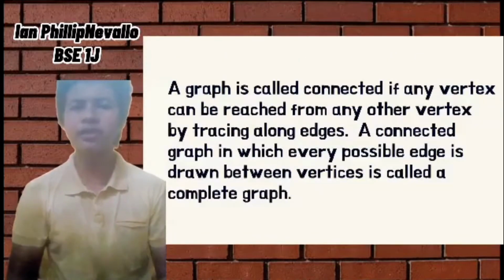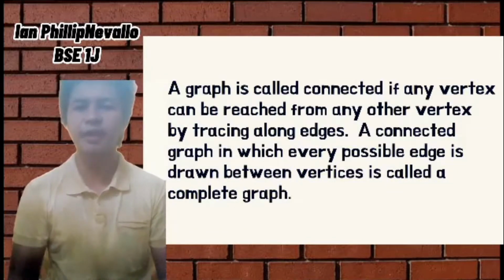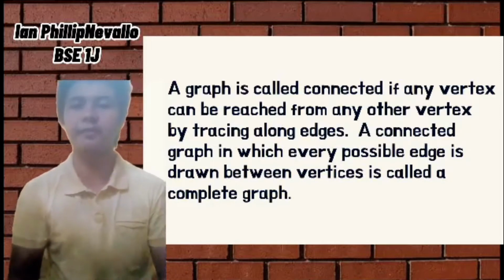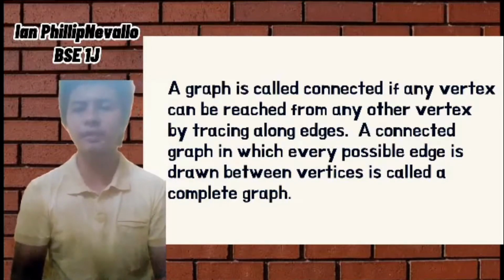A graph is also called connected if any vertex can be reached from any other vertex by tracing along the graph. A graph in which every possible edge is drawn between vertices is called a complete graph. Several examples of graphs are shown below.